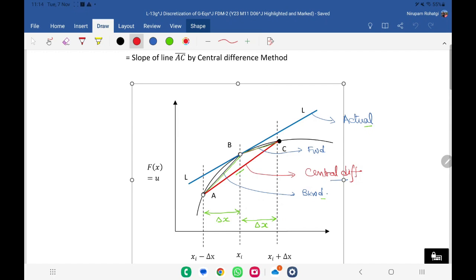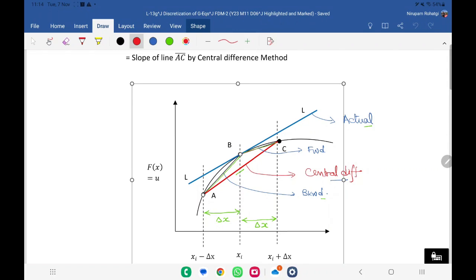We found that the order of error in the forward difference is 1. Similarly, in the backward difference method, the order of error is 1, but in the central difference the order of error is 2, which means that we are improving upon that. Okay, our central difference is 1 order more accurate than the first order.